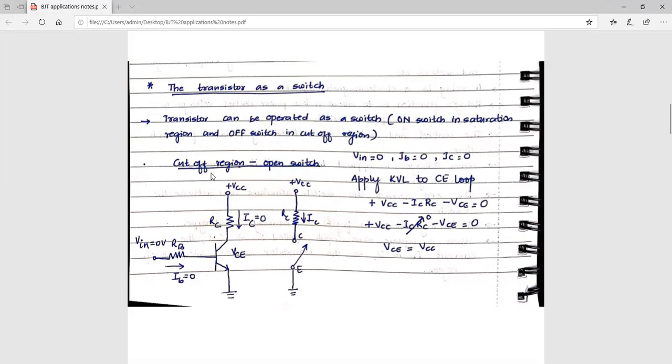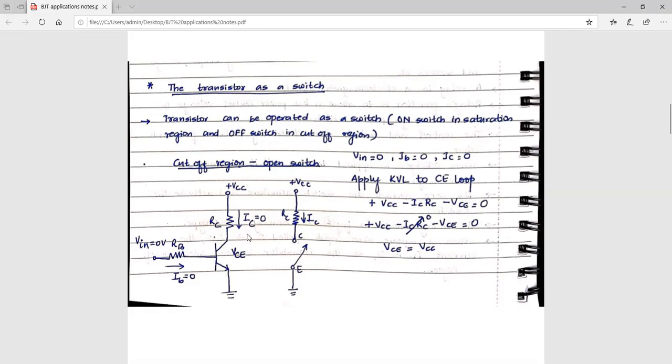Now, in the cutoff region, the transistor will operate as an open switch. Here we are given Vin, the input voltage, as 0. So if the input voltage is 0, your IB current, because of that input voltage, will also be 0, and we know that IC is beta times IB, right?